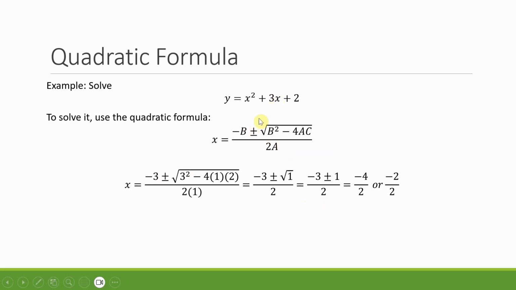So I plugged 3 in everywhere that I see b. That's here and here. I plugged 1 in where I see a, here and here. And the only c, the 2, goes right here. So that's how you ended up with this part.